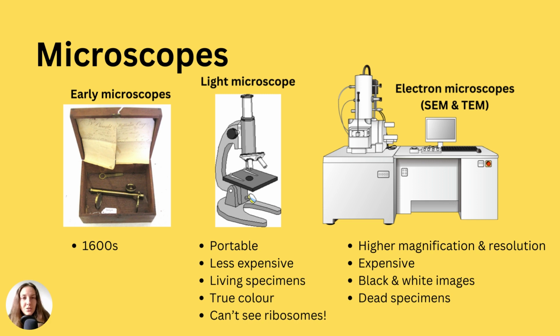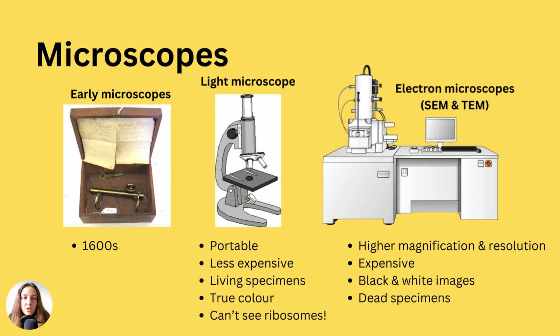At GCSE, you need to be aware of light microscopes and electron microscopes in terms of the positives and negatives of each device. So let's talk about those now. Light microscopes are portable, less expensive. They can show true color, but we can also use stains on those specimens in case the object does not have a color. Those stains are also used to actually view specific organelles as well.